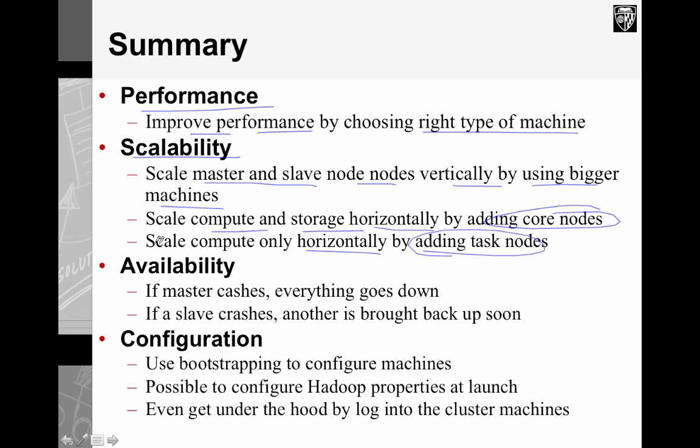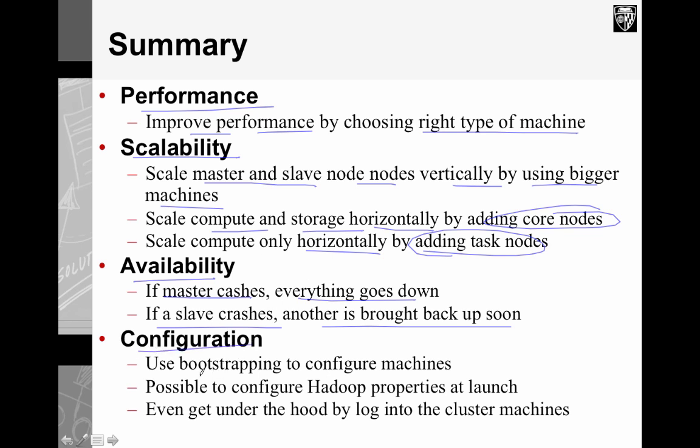When it comes to availability, don't forget if the master crashes, everything goes down because master is the brains and all the slaves are connecting to the master. If the master goes down, all the slaves will also go down and the cluster will shut down with an error message. If any one of the slaves crashes, another slave will be brought back up soon by the cluster. It does it automatically. You don't really have to do anything because you already configured the cluster to say, I want to have 4 core nodes and maybe 3 task nodes, and it will make sure that it maintains that.